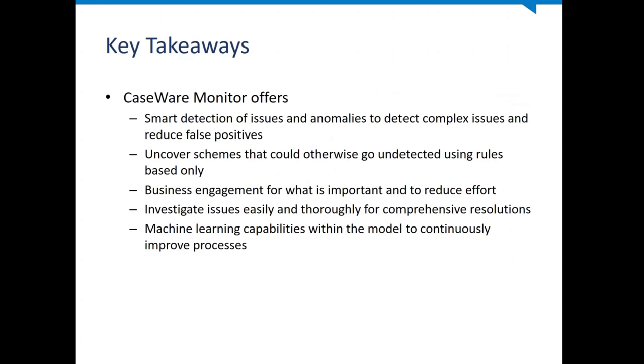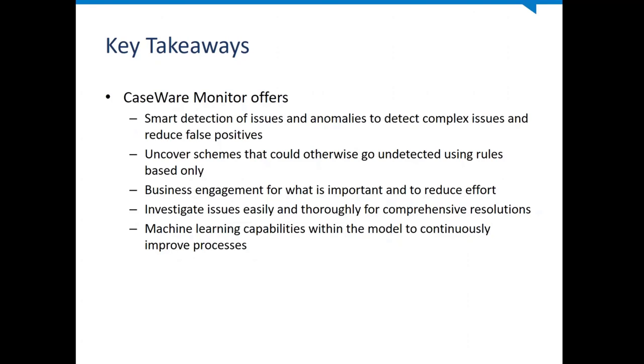So lastly, what we wanted to do was put together some quick takeaways and ensure that we have the ability to bring all this together, right? So what does this new version have the ability to offer? It is to help you make smart decisions, right? So smart detection of the issues and anomalies through complex issues, reduce false positives, but also uncover potential schemes that could otherwise go undetected through potential rules-based approaches.